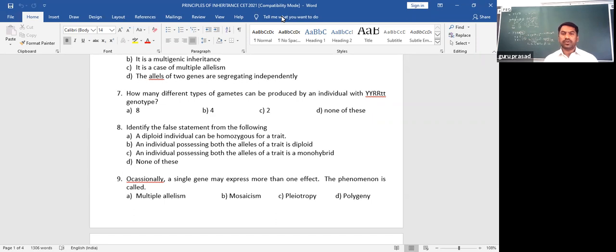An individual possessing both the alleles of a trait is diploid. Of course, as most of the plants taken are diploid plants, they have two sets of genes, one from one parent, another from the other. For example, capital T, small t is the genotype. Capital T is from one parent, that is the tall parent. Small t is from the dwarf parent. So of course, both the traits are present. An individual possessing both the alleles for the trait is monohybrid. So it may be monohybrid or dihybrid. That does not matter, but the statement is true here.